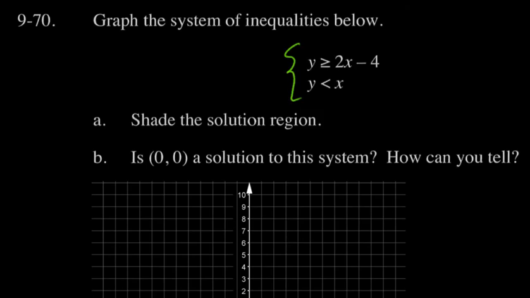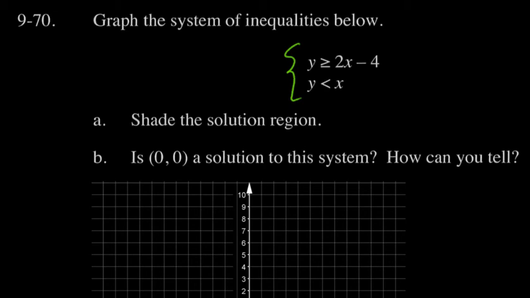So we see that the first one has the greater than or equal to. It says y is greater than or equal to 2x minus 4. So that will be a solid boundary line. The other one, y is less than x, will be a dashed boundary line.